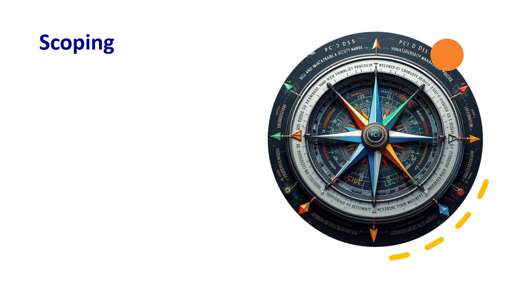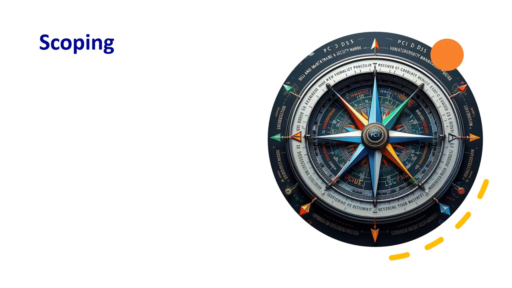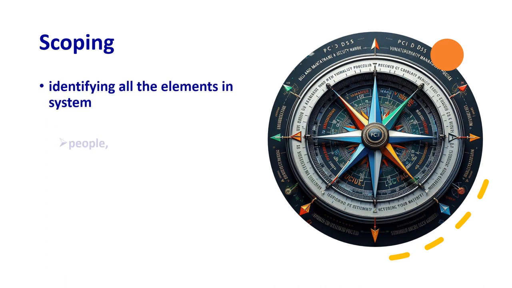Understanding PCI DSS scoping. Firstly, let's dive into scoping. Imagine it as the compass guiding you through the vast landscape of PCI DSS compliance. Scoping involves identifying all the elements in your system, the people, processes, and components that interact with or could impact the security of cardholder data.